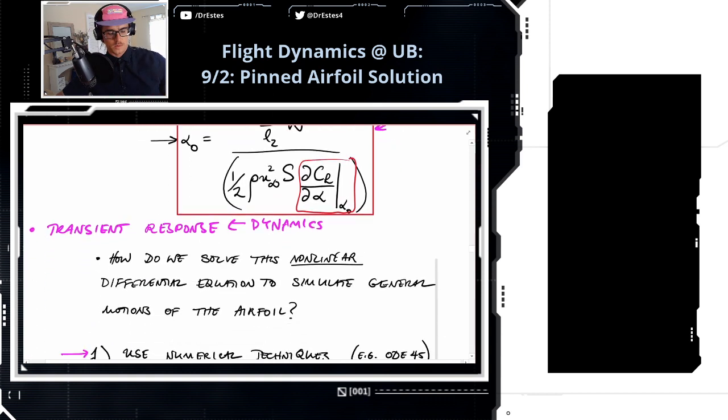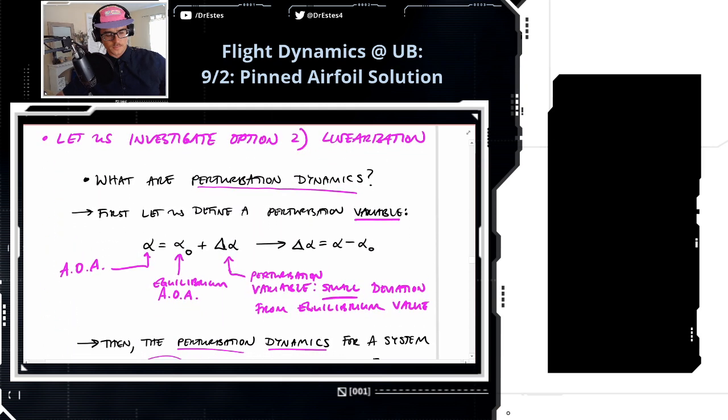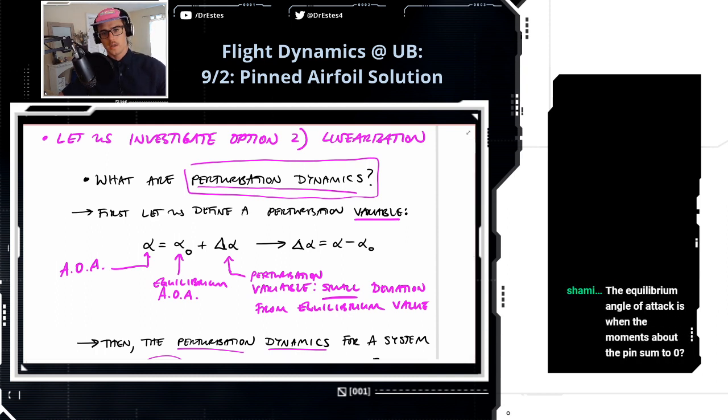Now, I think that's what we're getting into here. And when you do linearization, what you're solving for are the perturbation dynamics. And those are dynamics that are valid in a small neighborhood of the equilibrium point. The equilibrium angle of attack is when the moments about the pin sum to 0.